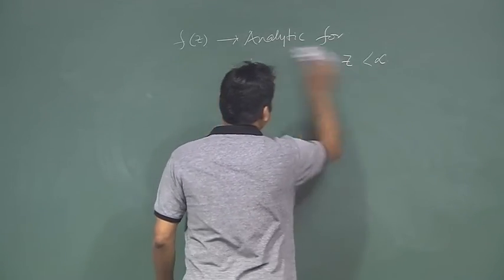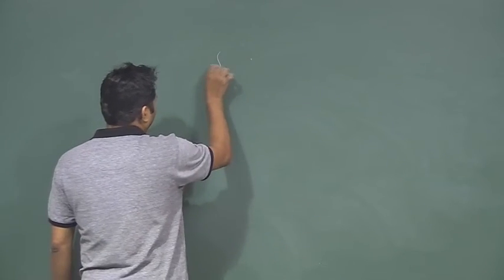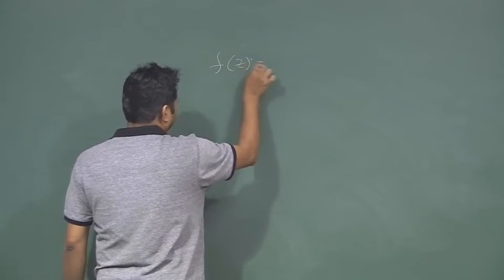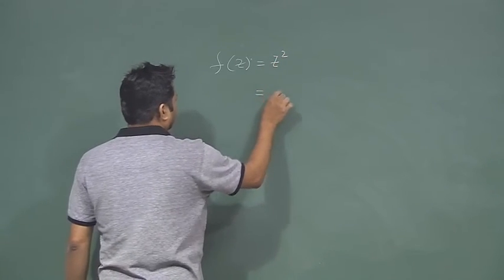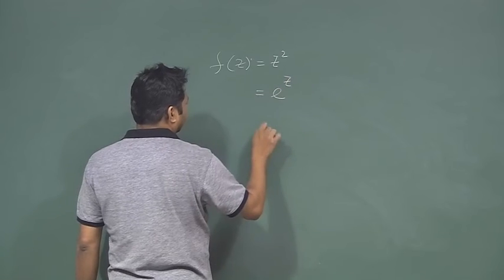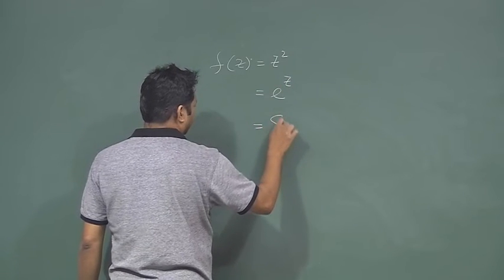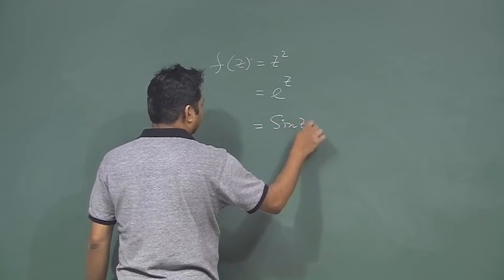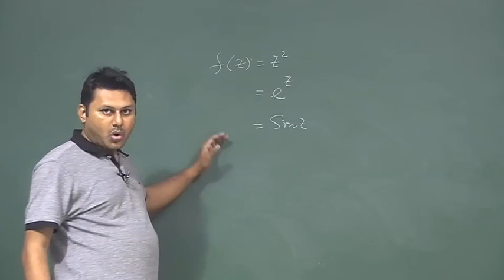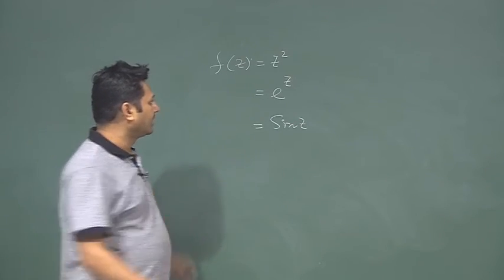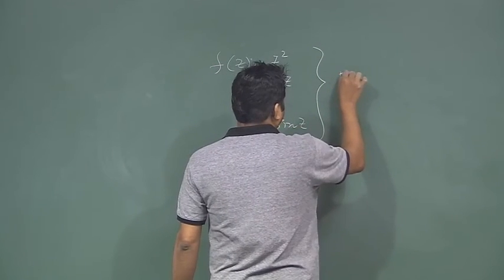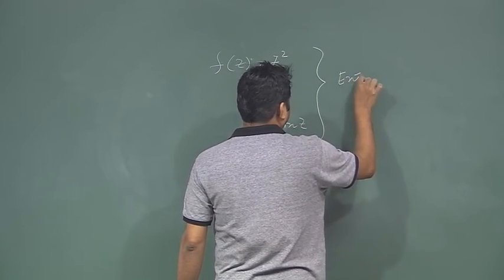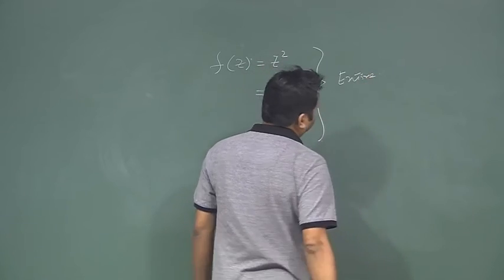What are the examples of some entire functions? Say, this is also a very well behaved function: z square or any polynomial of z, e to the power of z, sin z, cos z and so on. So, all well behaved functions are in the set of entire functions. These are the entire functions.